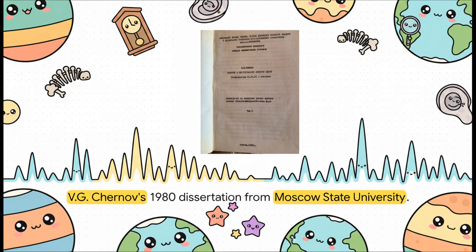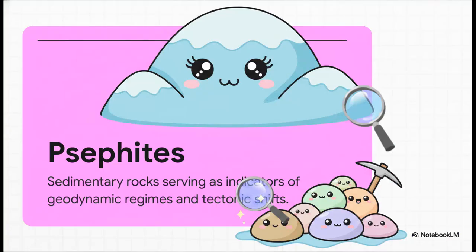It is an incredibly dense, highly academic text entirely dedicated to decoding the epic geological history of the Earth by analyzing very specific, buried signals left behind by time. Now, the specific signals Chernov was obsessed with are called psiphites. Technically speaking, psiphites are sedimentary rocks and conglomerates, but to a geologist, they aren't just dead rocks. They're like ancient memory cards.